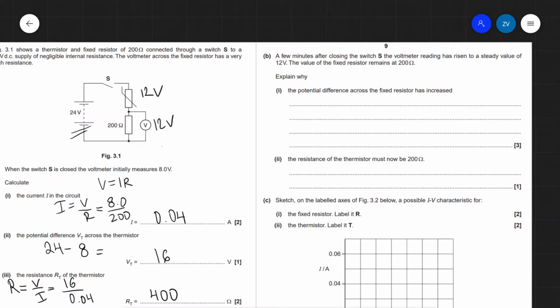Well, after the circuit has been running and this switch has been closed, the temperature of the thermistor would have increased. So this will be our first mark over here, and I'm going to bullet point it, and I'm going to write that the temperature of the thermistor has increased.